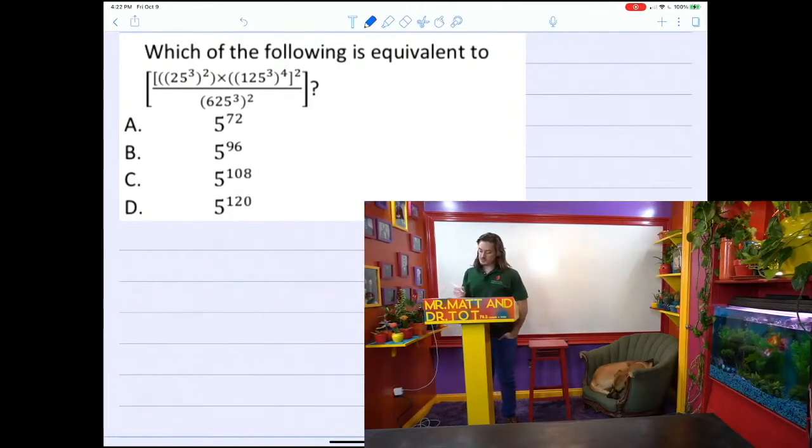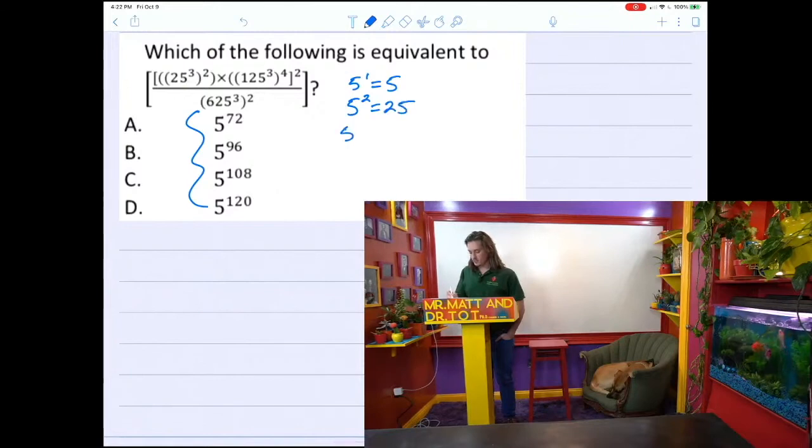So first of all, look at your answer selections. You can use them as a guide. We have a base of 5, so that's a clue that we're going to want to replace these values with bases of 5. Notice that 5 to the first power is 5, 5 squared is 25, 5 cubed is 125, 5 to the fourth power is 625. So I'm going to replace 25 with 5 squared.